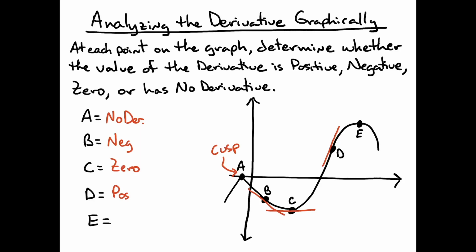And then the last one, E, is a maximum. So again, at a maximum or minimum, the tangent line there is going to be horizontal, and that has a slope of 0.